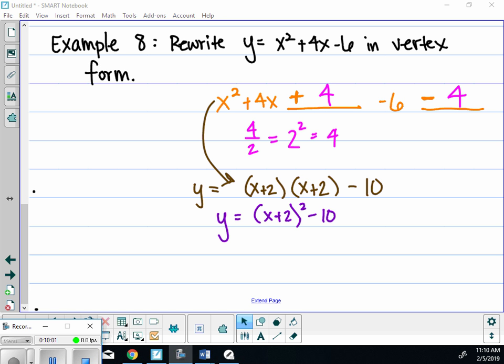Who can tell me what the vertex of this parabola would be? So the vertex, it's just the opposite of that number inside there. So once we have this in vertex form, we can quickly identify that the vertex is at -2, -10. The number in front of x squared is positive, so it's going to open upward. The y-intercept would be -6. And then we could sketch a graph real quick. Okay.